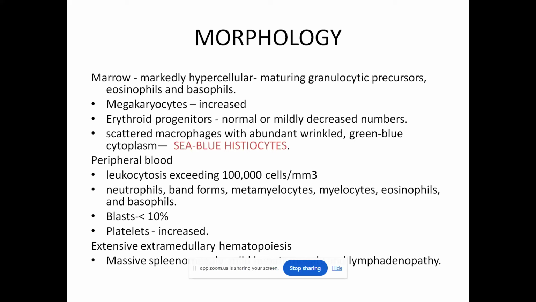Coming to the peripheral smear, the leukocytosis commonly exceeds 1 lakh per cubic millimeter and can go up to 2 lakhs also. In the peripheral smear, we can see all the maturation stages of the myeloid precursors: myelocytes, metamyelocytes, some amount of blast cells, and mature forms like neutrophils and band forms. All these maturation stages will be seen in the peripheral smear. And usually we have stages like blast crisis. This is the chronic or stable phase, where the blasts will be less than 10%.